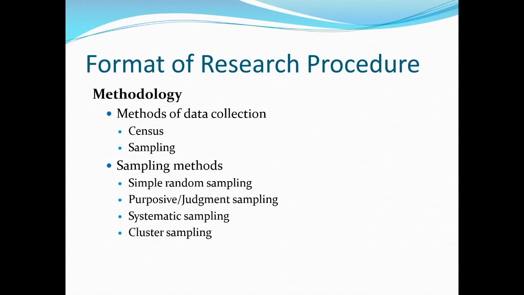Purposive or judgment sampling is now where you use your discretion to select, because they are not homogeneous. There are old people there, there are males, there are females, and there are very young ones. Also, there are people that have never been to school, there are people that have tertiary degrees and all that. So because of being heterogeneous, you have to now use purposive sampling.